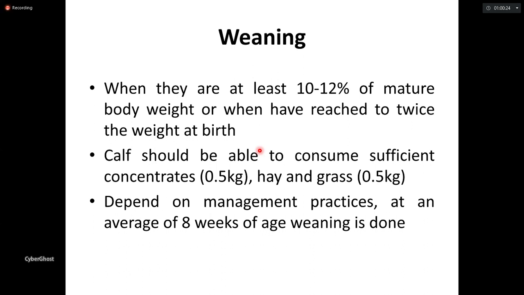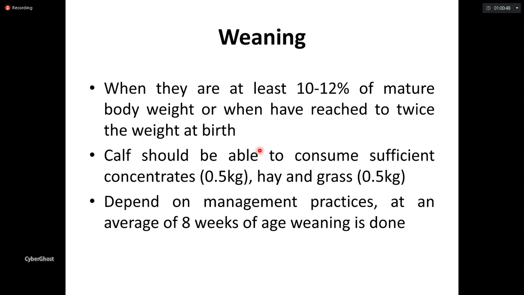Some people consider, for example, that the animal's weight at birth is 40 kg. They wait until it reaches 80 kg, and then wean it, without looking at any other factor. They just think, okay, we are waiting until they reach a body weight which is twice the size or the weight of their birth weight. So that's one way, right?